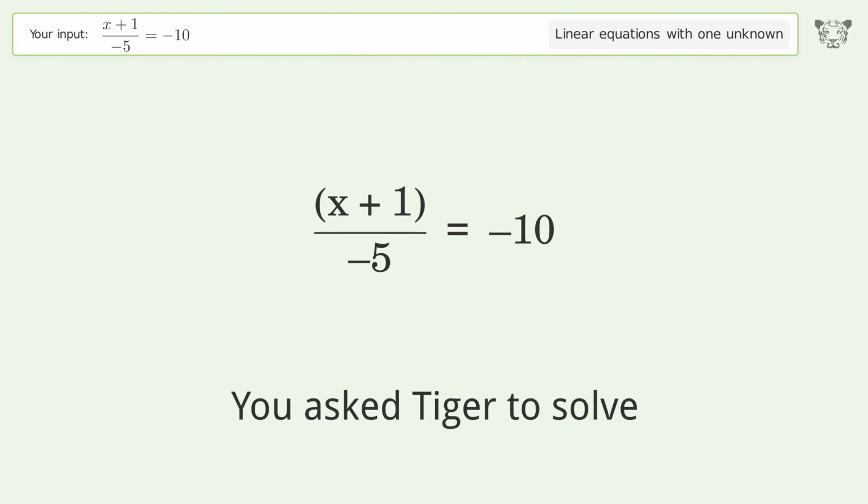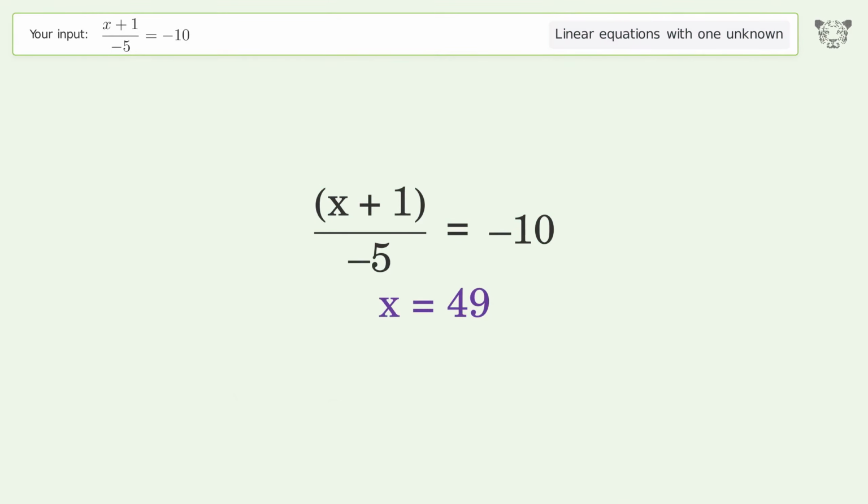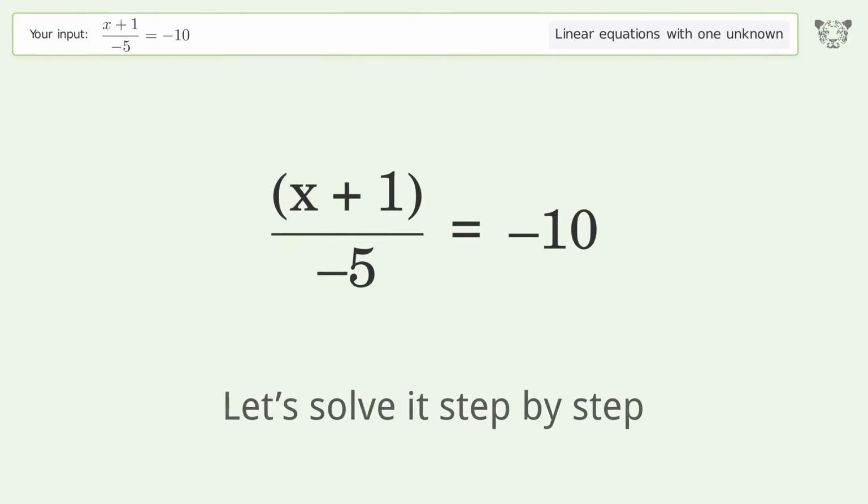You ask Tiger to solve. This deals with linear equations with one unknown. The final result is x equals 49. Let's solve it step by step.